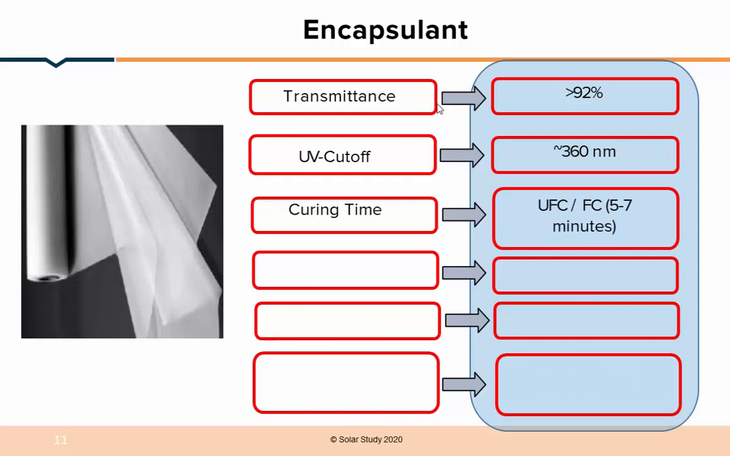Curing time: there may be like 5 to 7 minutes. Once it is put, how much time is required? That is 5 to 7 minutes. Curing time is required. Shrinkage: whether it is shrinkable, yes, less than 1%. It's okay. Adhesion strength: what is the adhesive nature? How adhesive to the solar cell is it? It is more than 70 Newton per centimeter.